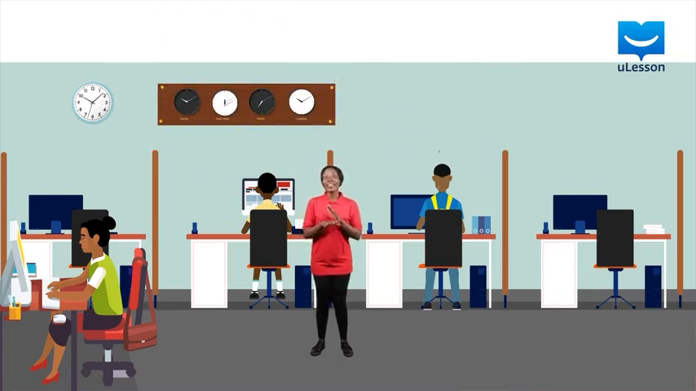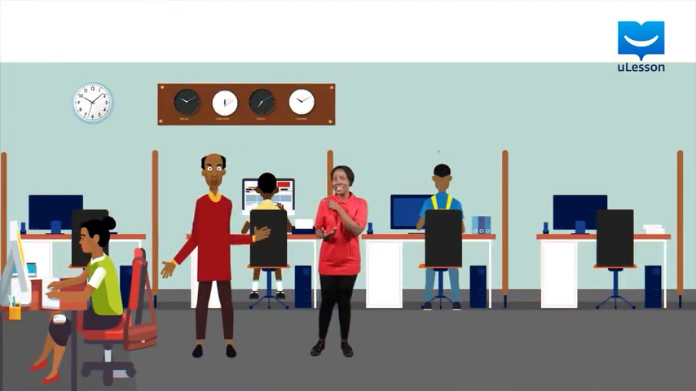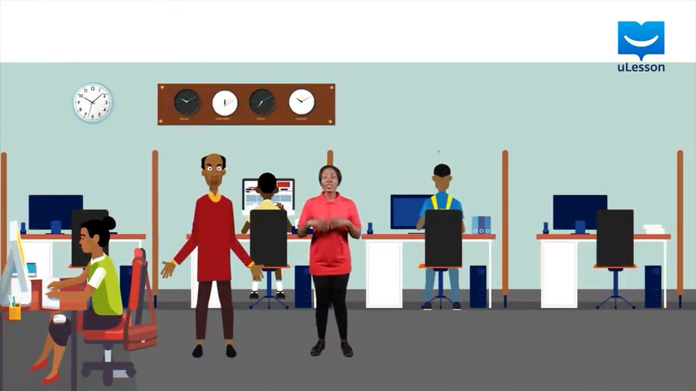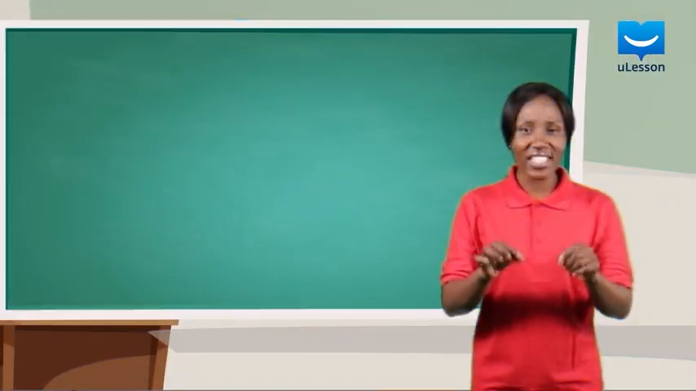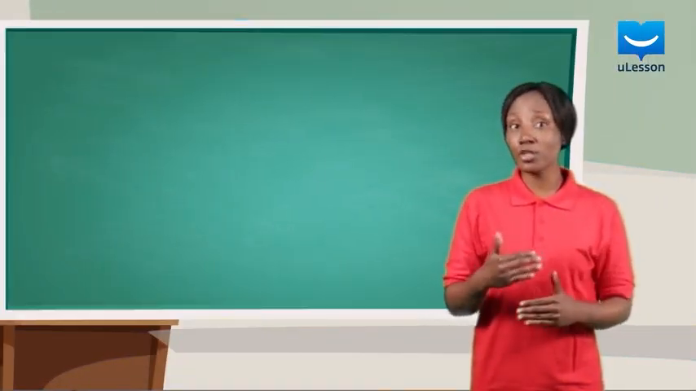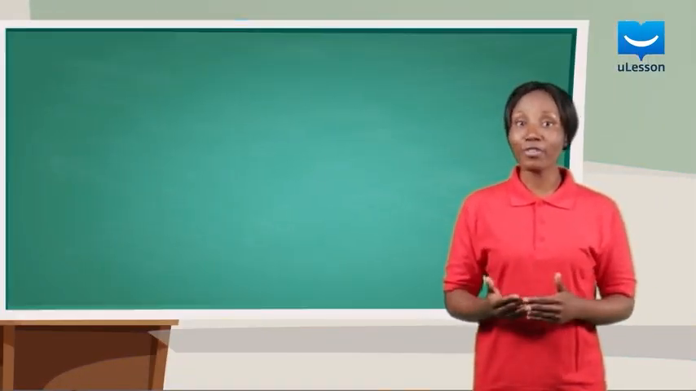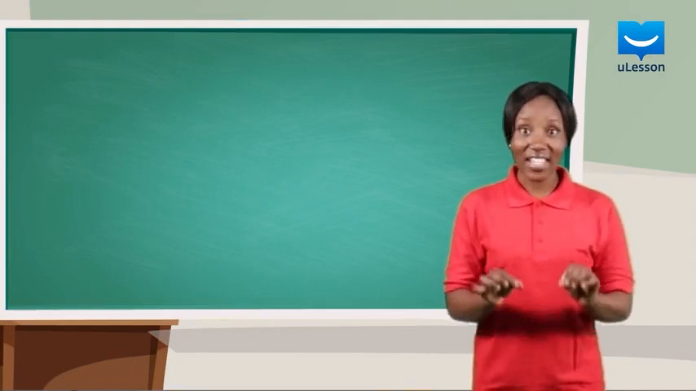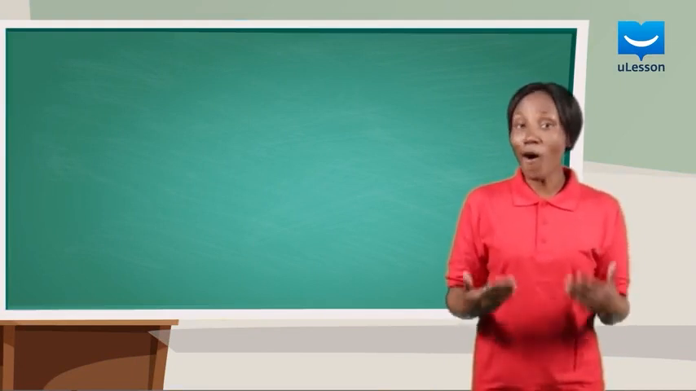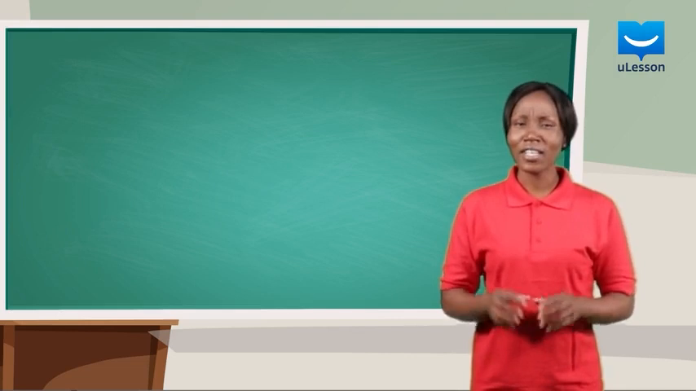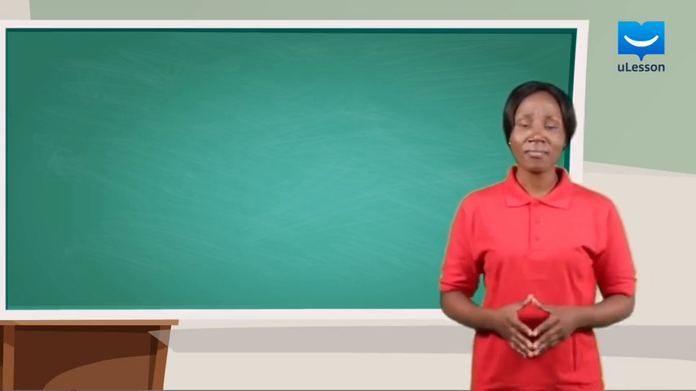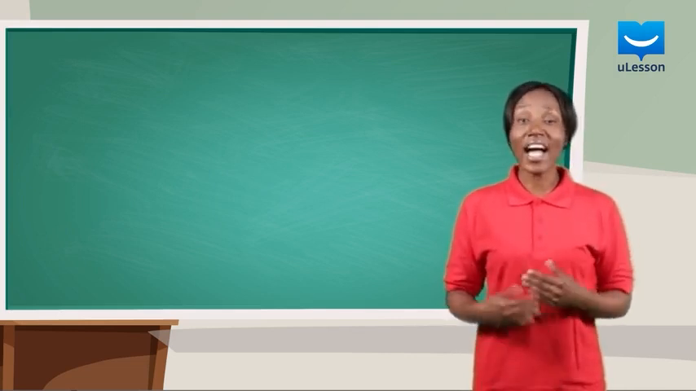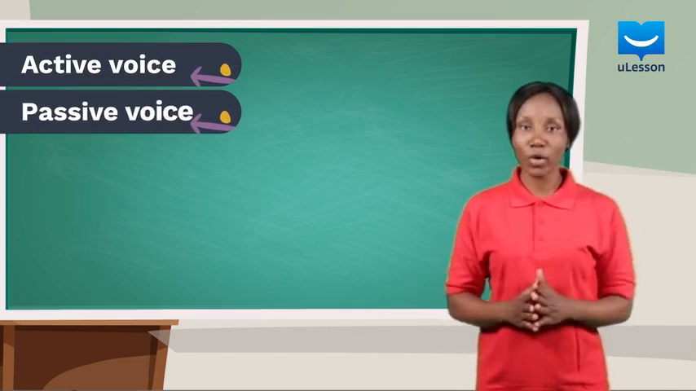By voice, I do not mean my feminine voice or that of the man beside me, but a quality of verbs. This quality indicates the relationship between a verb or verb phrase and the participant, that is, the subject, object, and so on, in a clause or sentence. There are two types, the active voice and the passive voice.